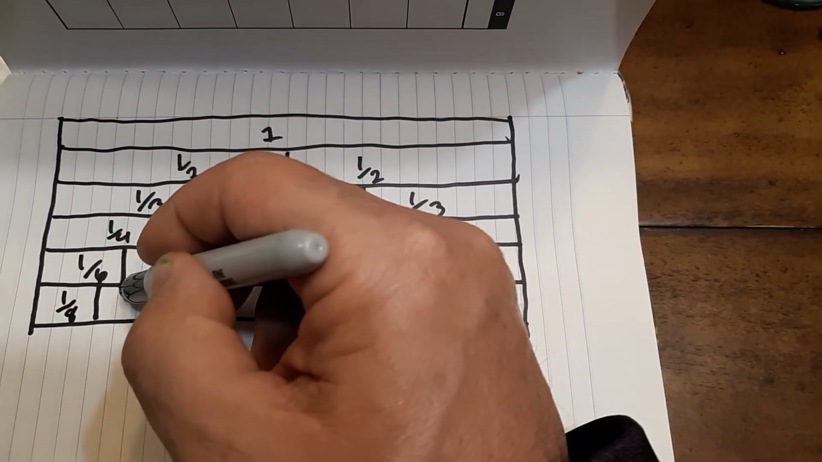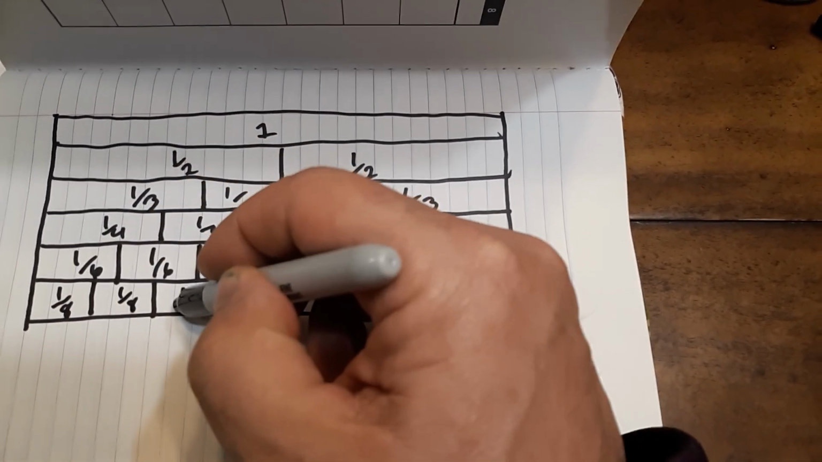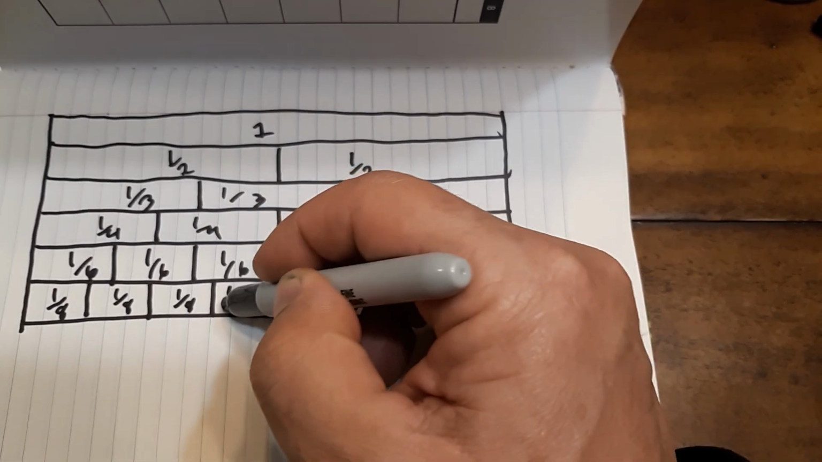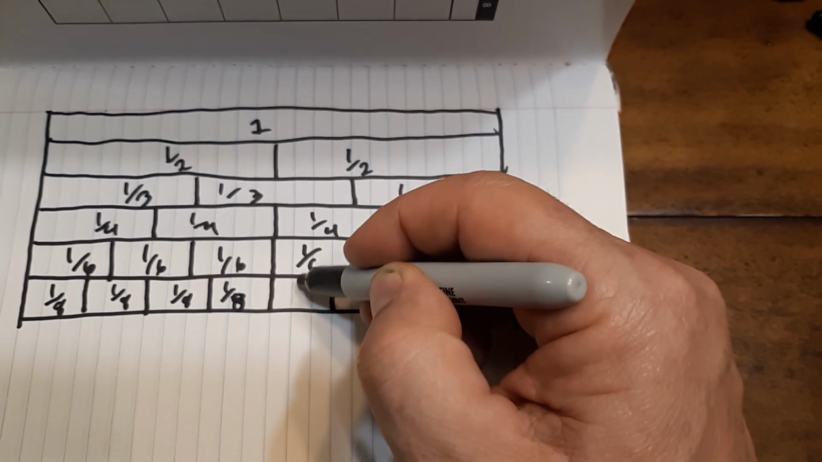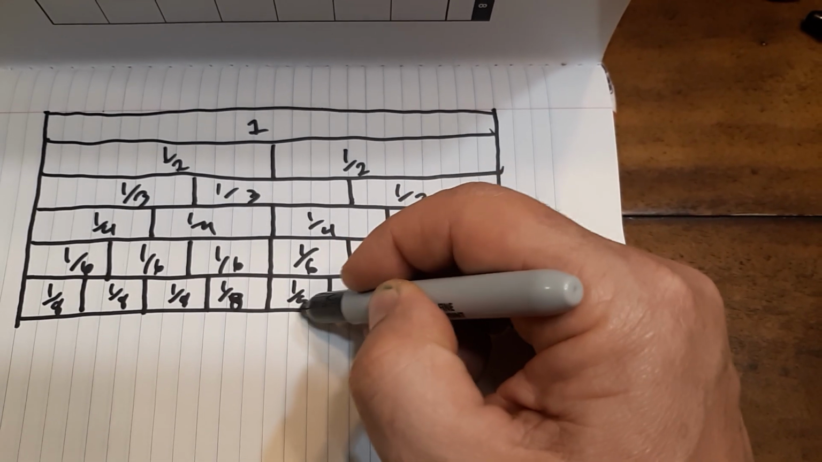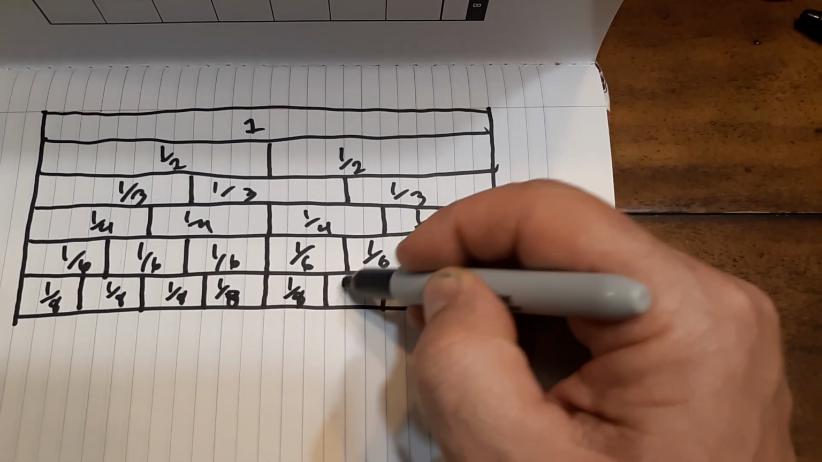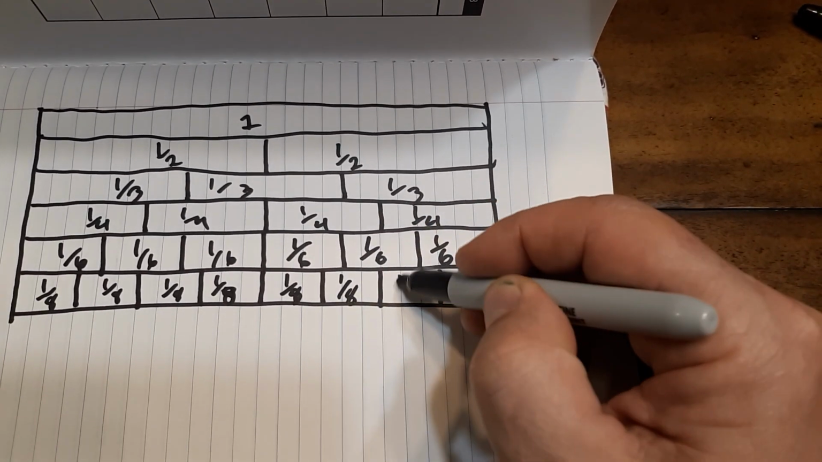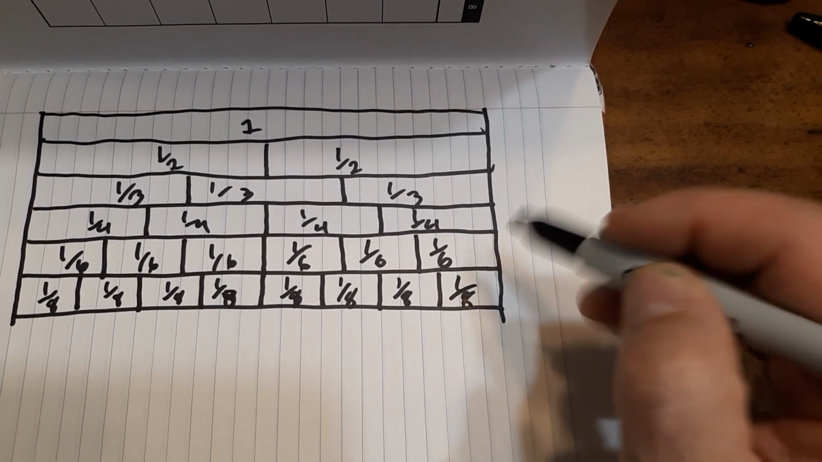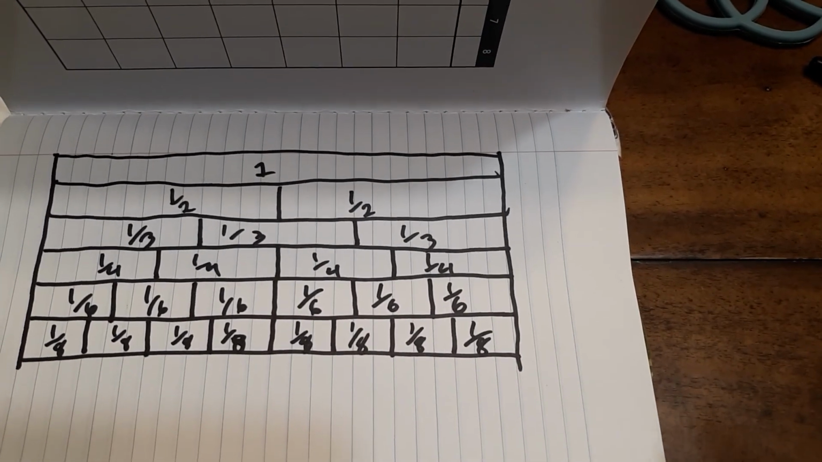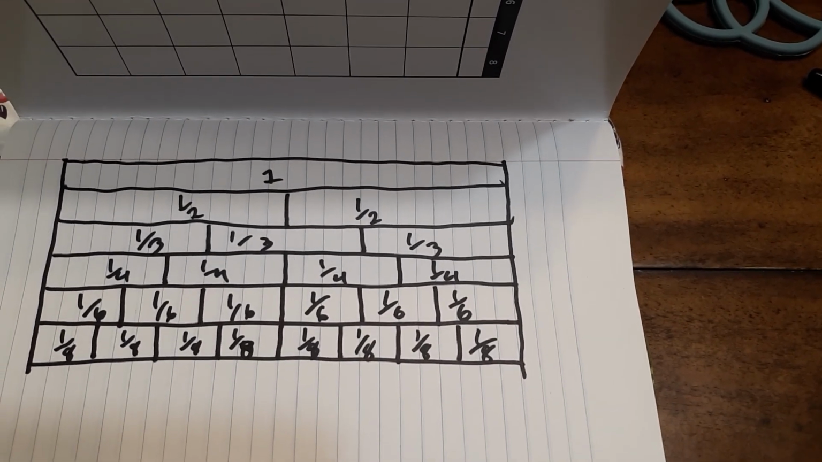It's 1/8, 2/8, 3/8, 4/8, 5/8, 6/8, 7/8, and 8/8. And that's how you make a strip diagram to compare fractions.